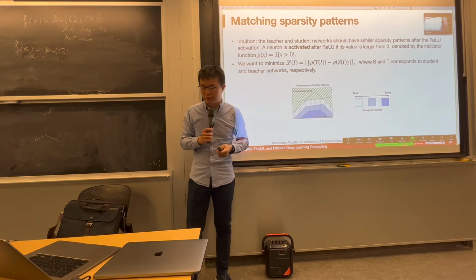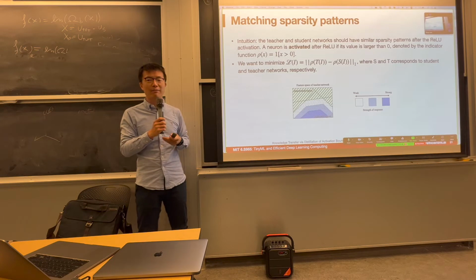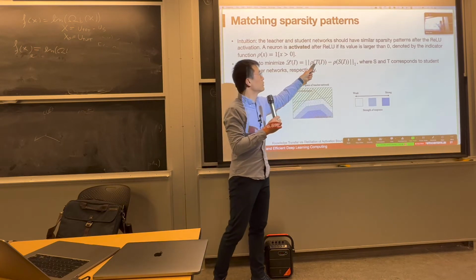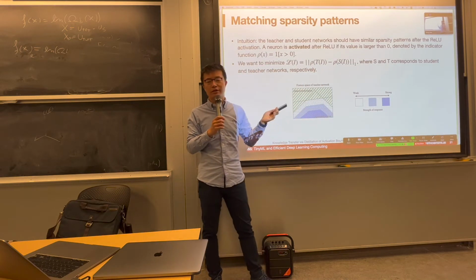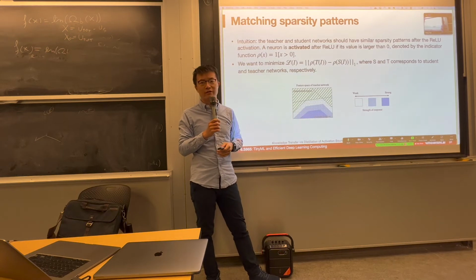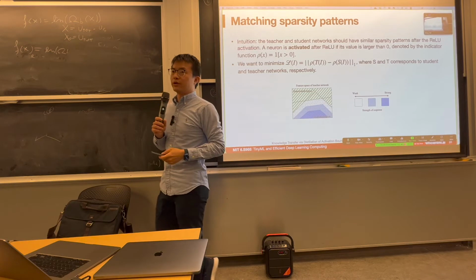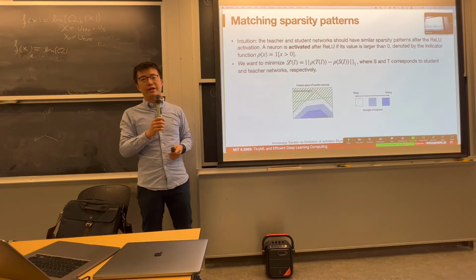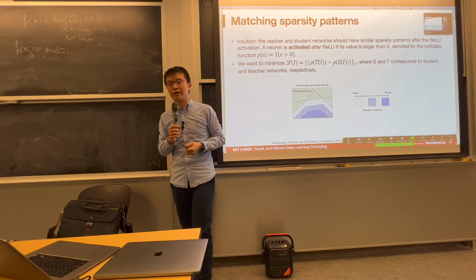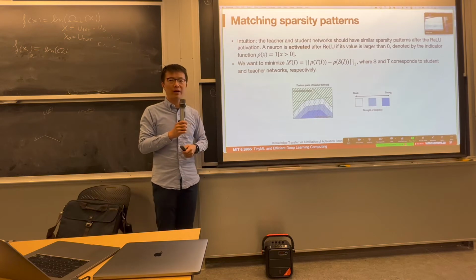So what's the difference between matching the sparsity pattern versus matching the feature map? Here we don't care about the numerical difference, we just care about whether they are positive or negative, right? We just care about the sparsity, if it is 0 or non-zero. No matter how large it is, as long as it is larger than 0, we think they're similar. It's more relaxed compared with matching the entire feature map.